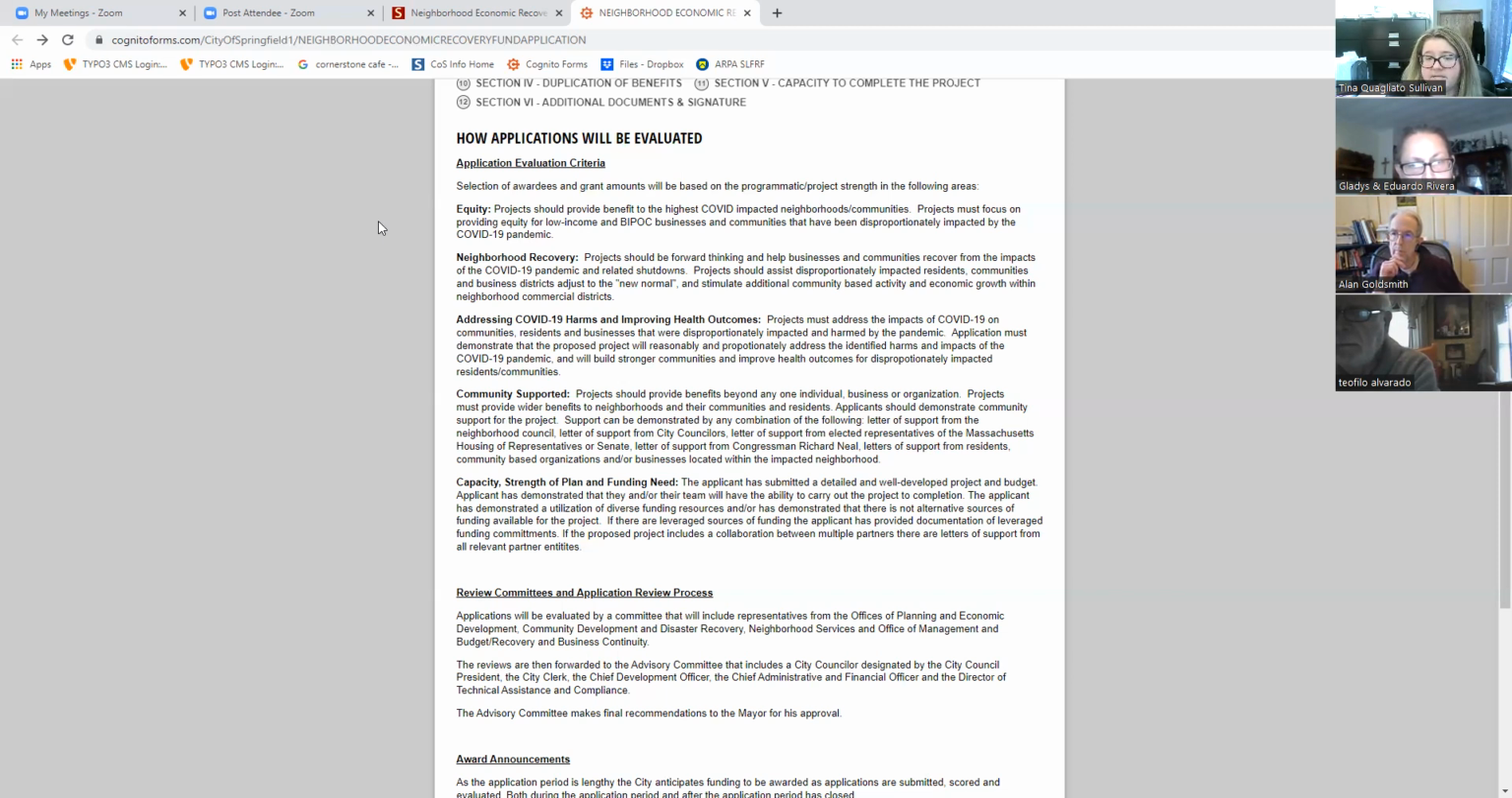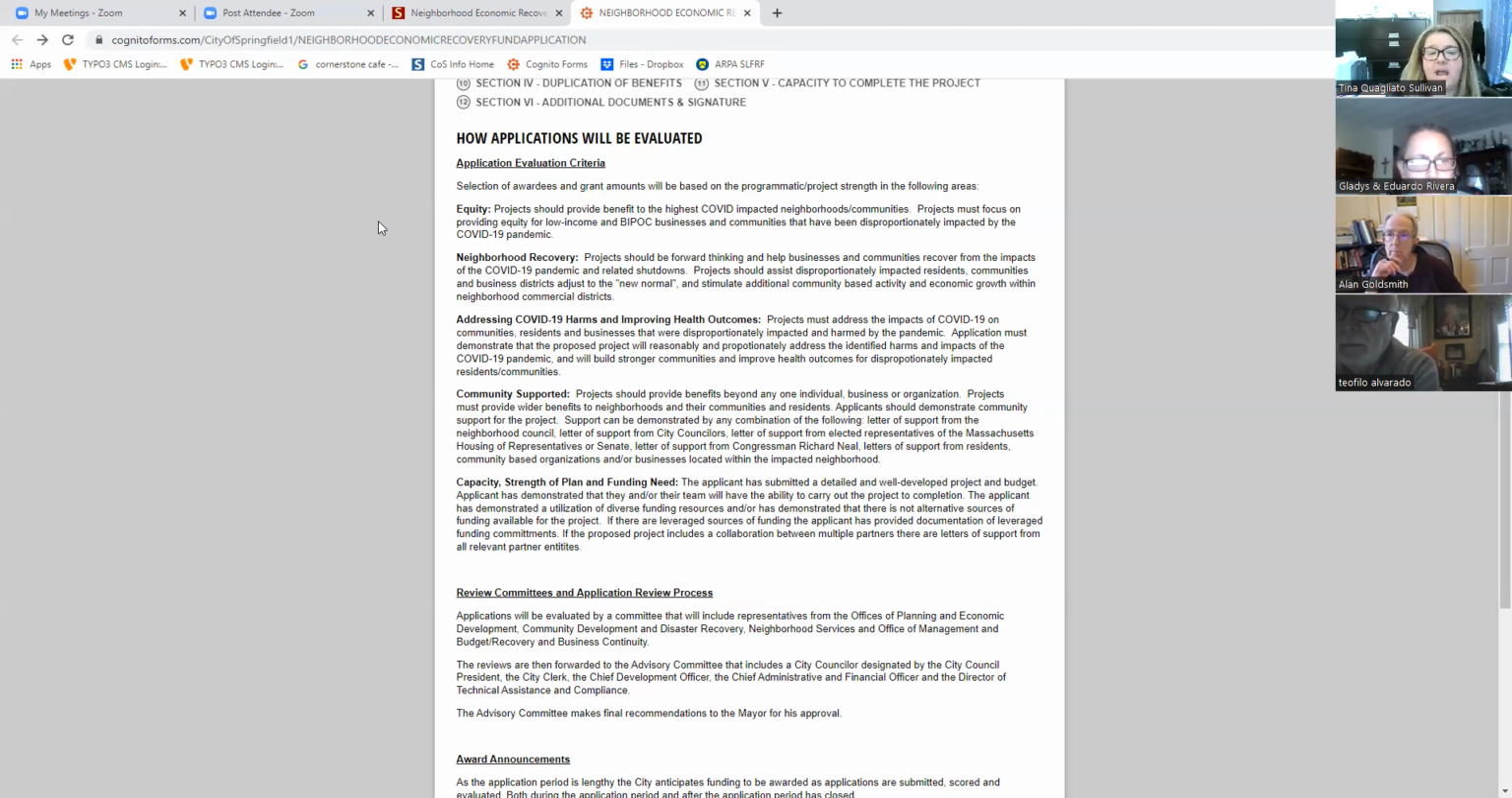The third criteria that we'll look at is how does the project address the harms from the COVID-19 pandemic, and how will the project improve health outcomes? Again, this is COVID funding from the federal government. So they require that anything we spend money on, there's a clear demonstrated benefit and tie back to the pandemic. So your application should demonstrate that your project is both reasonable and proportionate to the harms and the impacts from the pandemic.